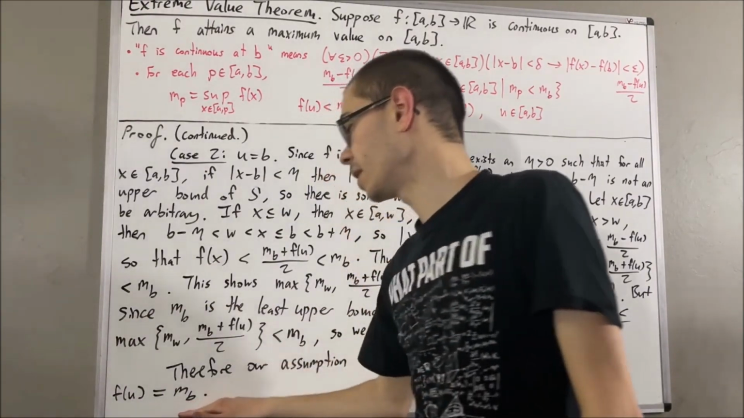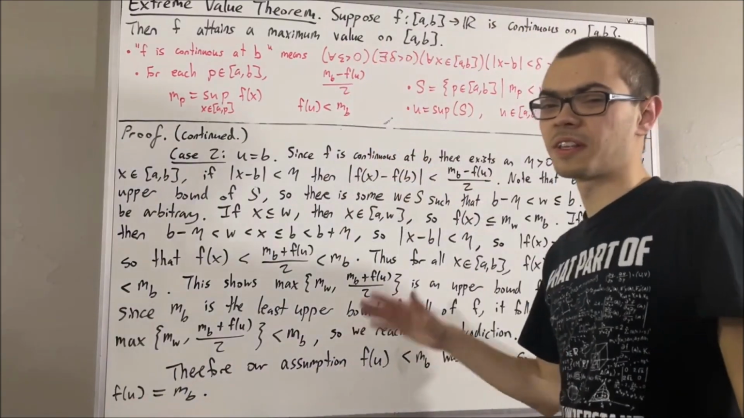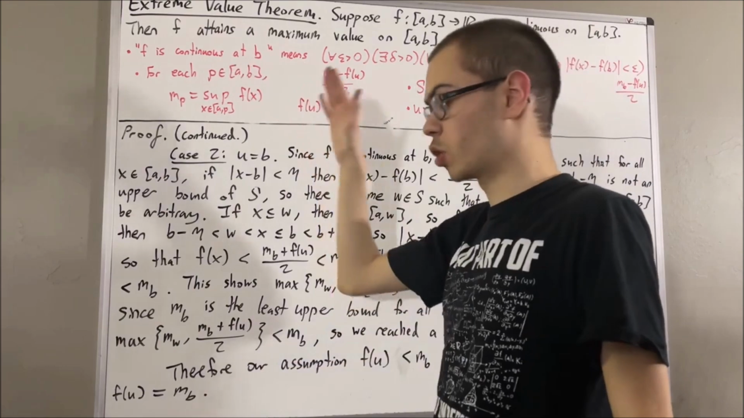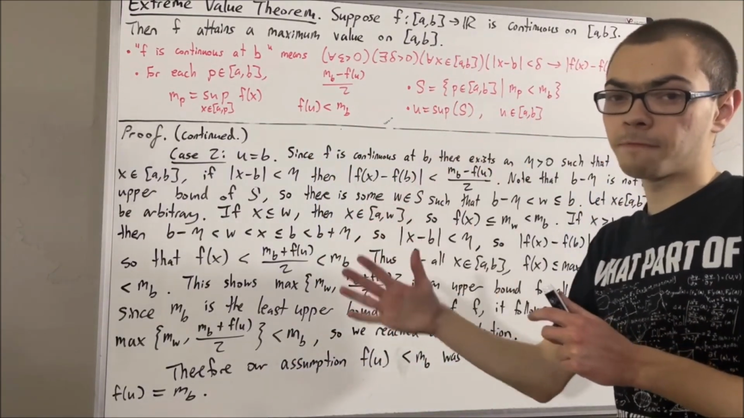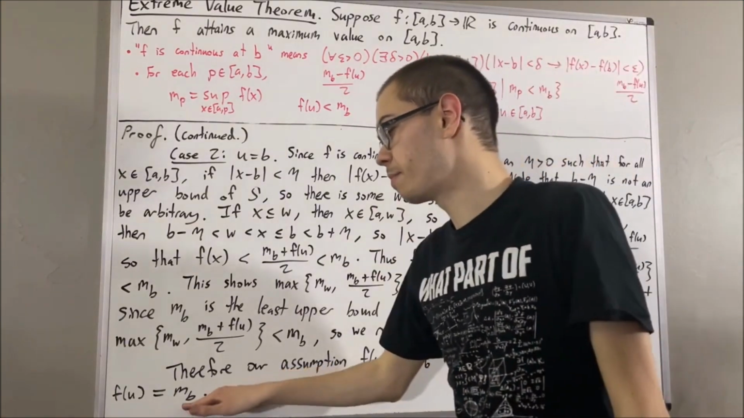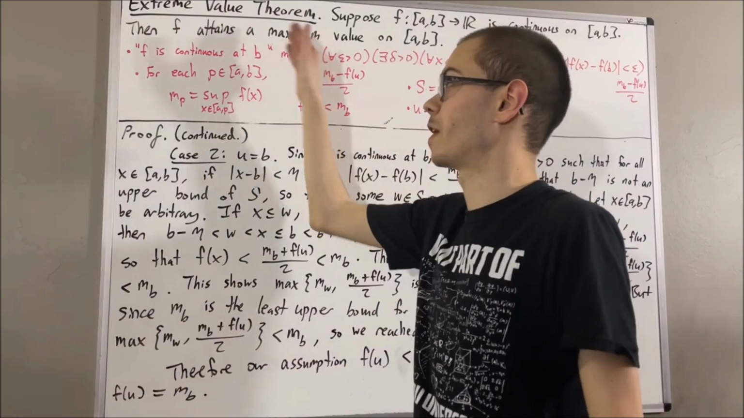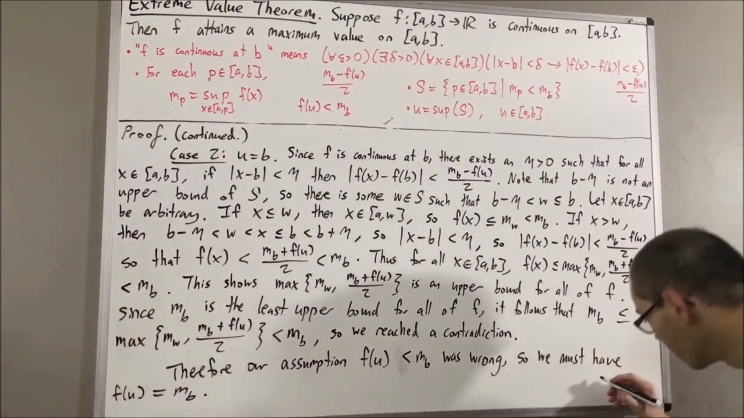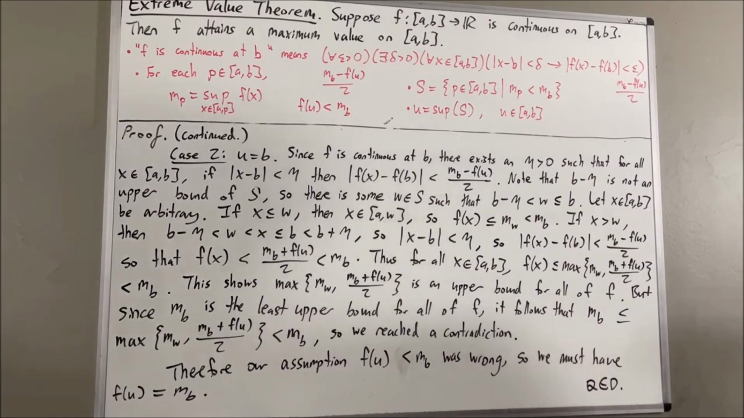So we have that m_b is an output value of the function f. But remember, that was enough to say that m_b is the maximum value for f, because we know that m_b is greater than or equal to every output value of f, but we've just shown m_b is itself an output value of f. Therefore, m_b must be the maximum value for f. And so we're done. This completes the proof. And so yeah, that's pretty much it for this video.